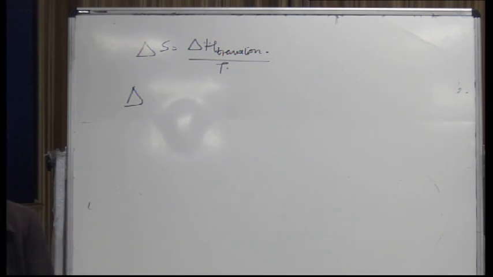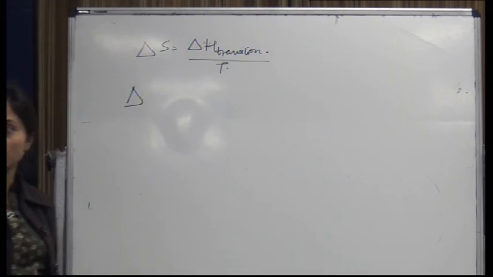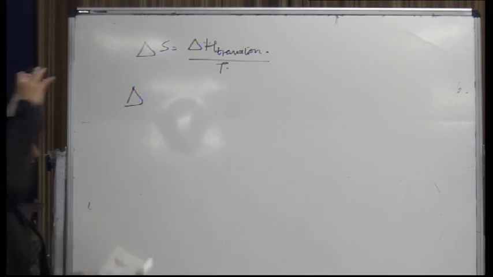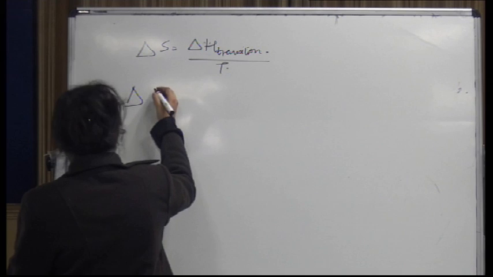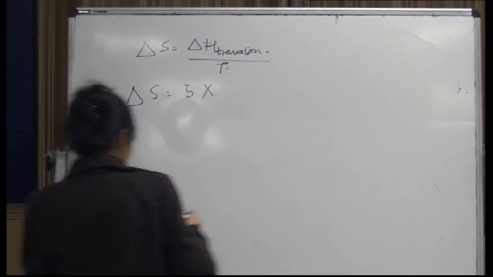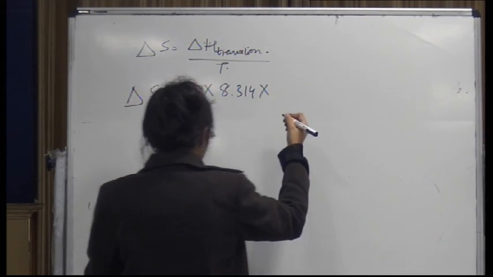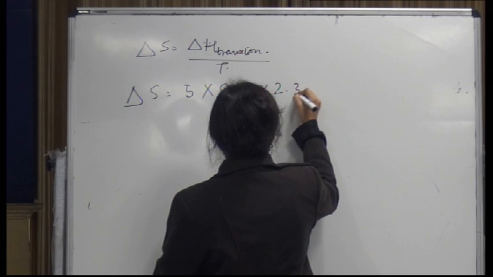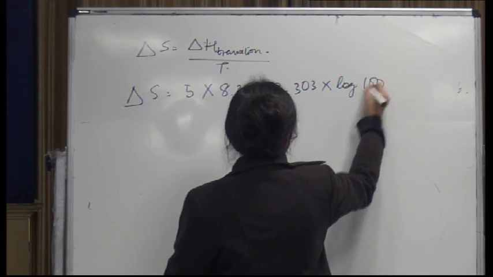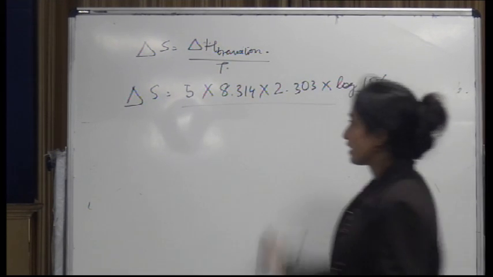P has not been given. You are just given V. So it will be n, because the number of moles is given. This is for 1 mole. So for n moles it will be into n. So for 5 moles, delta S will be equal to 5 into R, that is 8.314, into ln, which is 2.303 into log of V2 by V1, means 100 by 10. So log 10 is 1. Simply multiply this, you will get the answer.